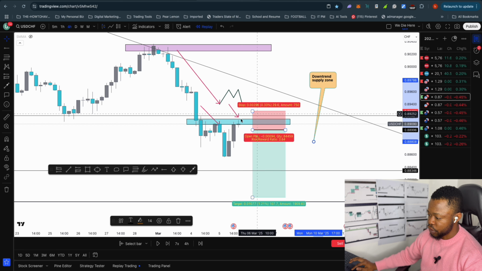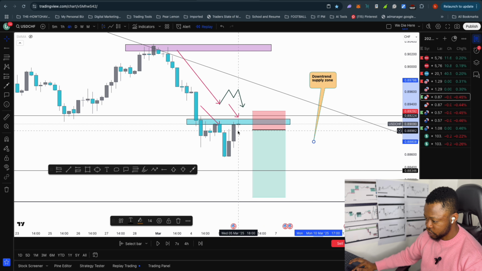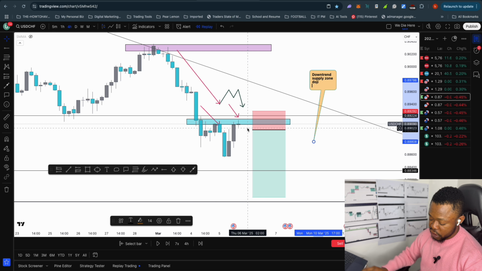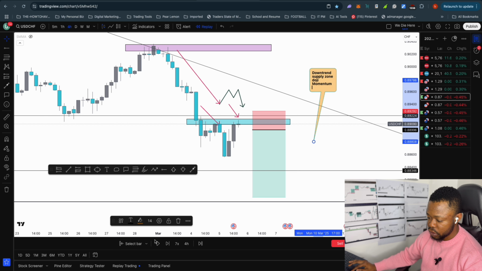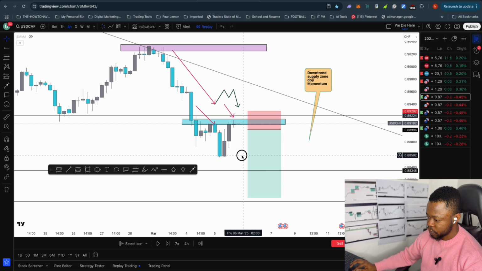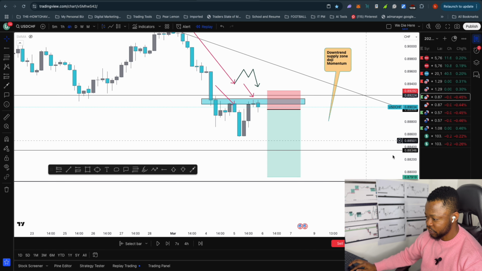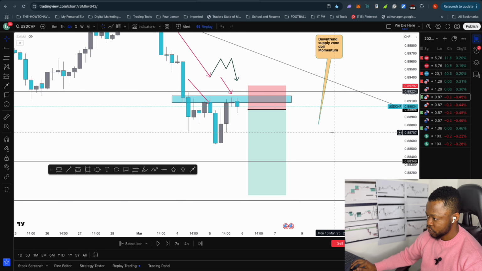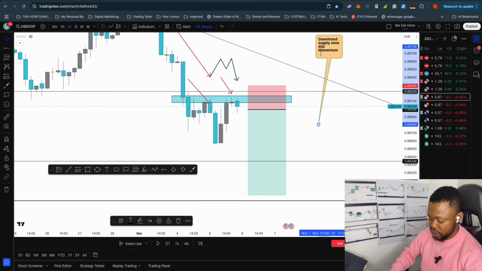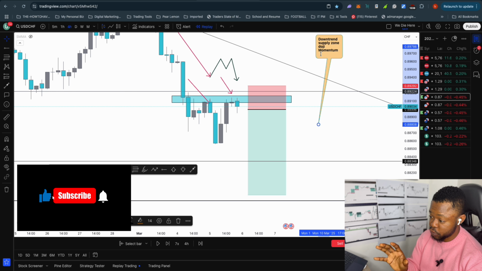Two, we have a doji here. Three, we have momentum in our favor. Four, you can see what price did. Now we have an evening star in play. So you can see how much confluence that was in this particular setup.